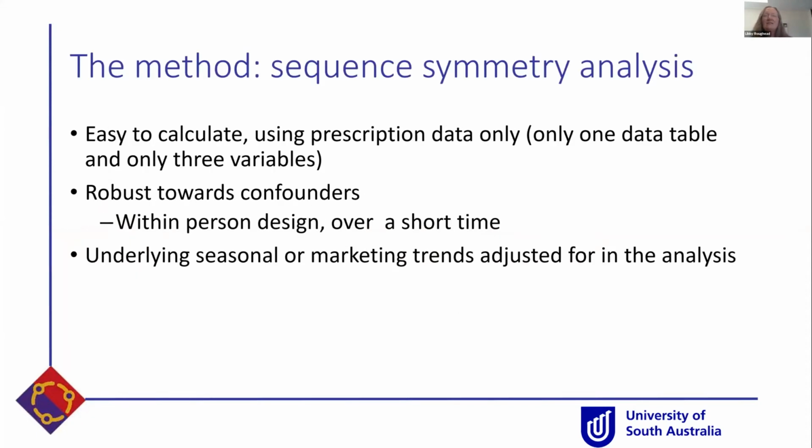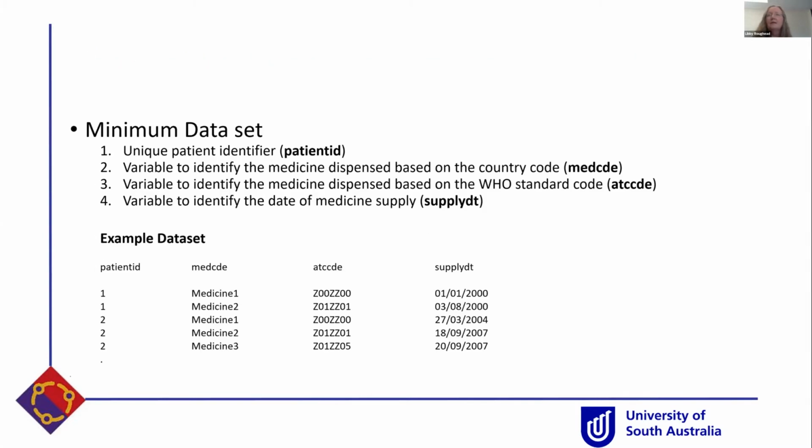So what happened? We chose this method, and this is some of the important things about starting. We chose a very simple method called sequence symmetry analysis. Why did we do it? We needed one data table from all of these different countries. We only needed 3 variables in the data table. Because we weren't going to collect much data, we wanted a method that was robust to confounders, and we wanted a method that we could adjust for differences in the market. So it was just a minimum data set like this. This is all we need. So you can see it was very, very simple. But we'd validated the method and we knew it was robust for detecting signals of medicine safety.